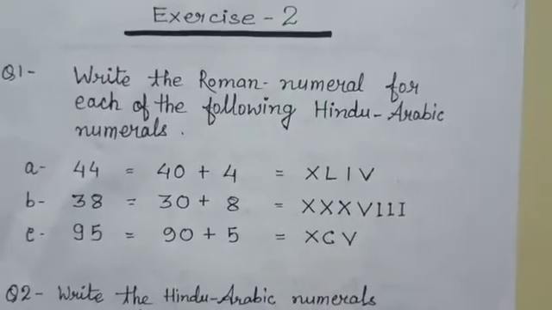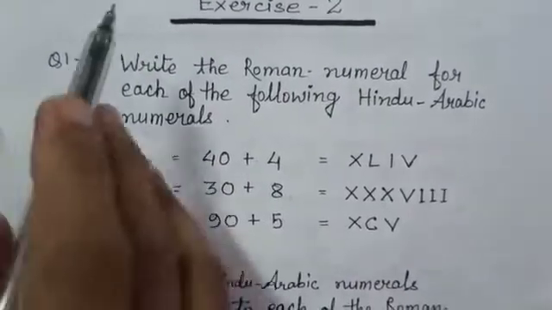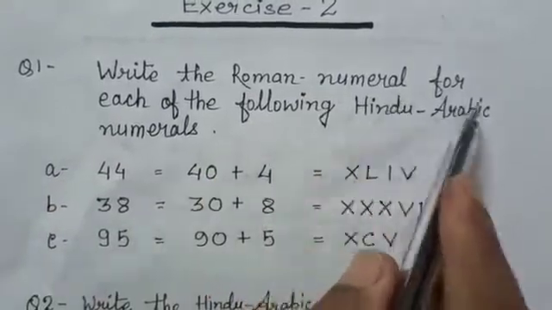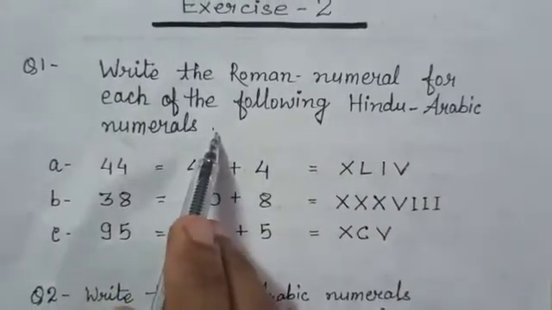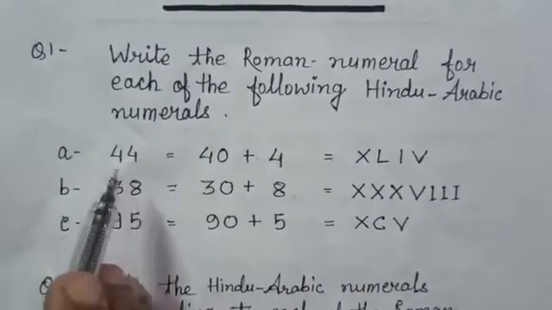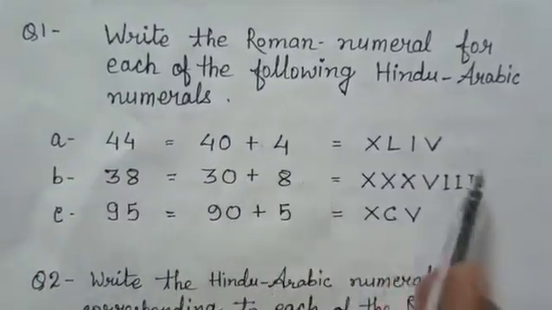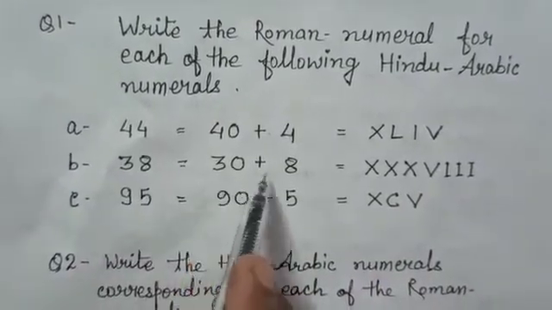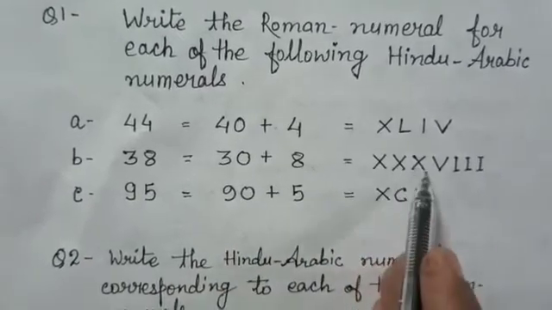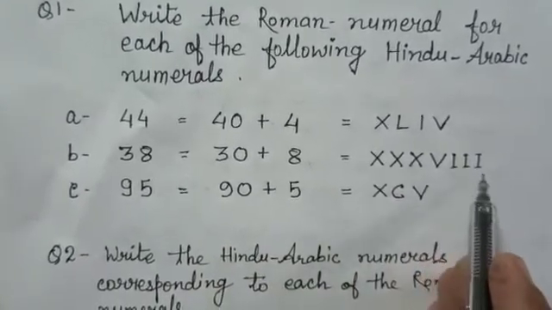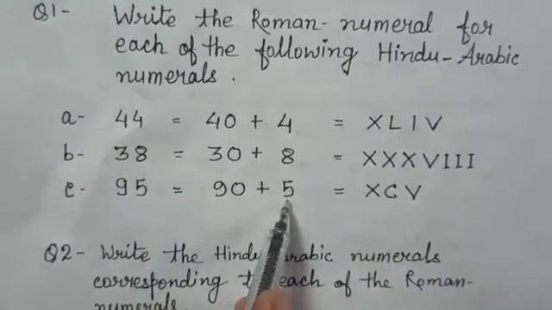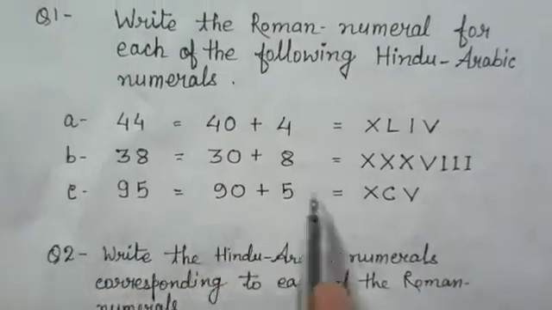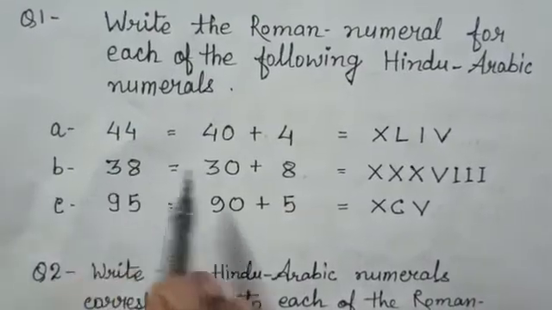Now look at your book, exercise 2. There are a few questions given based on this concept. Question number 1, write the Roman numeral for each of the following Hindu Arabic numerals. First one is given, 44. So first of all you have to break it into 40 plus 4. 40 can be written as XL and 4 is IV. 38, 30 plus 8. 30 means XXX and 8 is VIII. 95, 90 plus 5. 90 means XC and 5 is V. So in this way you can convert all the Hindu Arabic numbers into Roman.